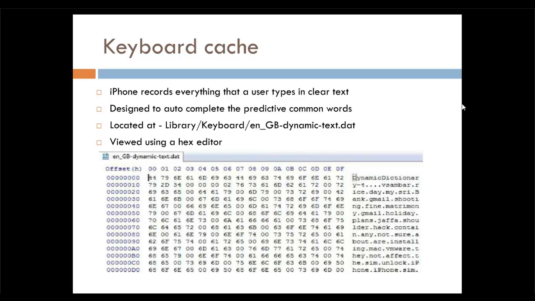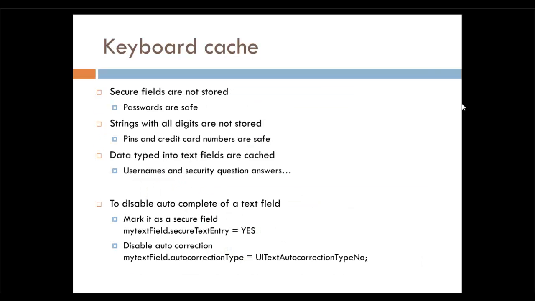This is the keyboard cache, where the iPhone records everything that a user types on the keyboard. All of that is basically to provide the autocomplete feature, and all the data typed gets stored in a DAT file, which can be read using hex editors. By default, passwords are safe: autocomplete is disabled for password fields, and also for PIN and credit card information. But usernames and security questions are still vulnerable. So if you are designing an application, disable autocomplete for a particular field by making it a secure field, or by disabling auto correction.